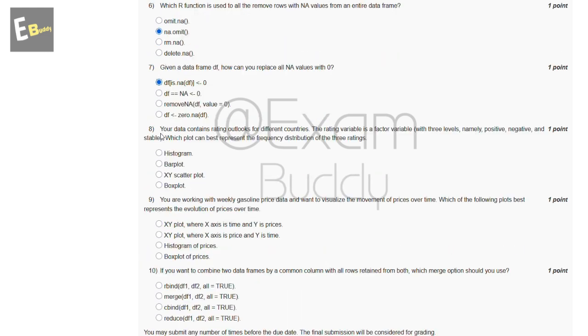Now the eighth question is: your data contains rating outlooks for different countries. The rating variable is a factor variable with three levels, namely positive, negative, and stable. Which plot can best represent the frequency distribution of the three ratings? So these are the options: histogram, bar plot, XY scatter plot, box plot. So the answer of the eighth question is B, bar plot.